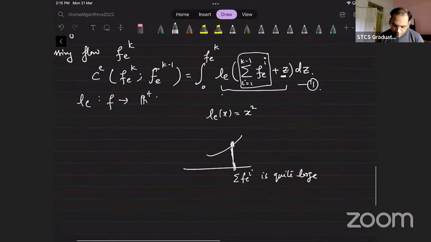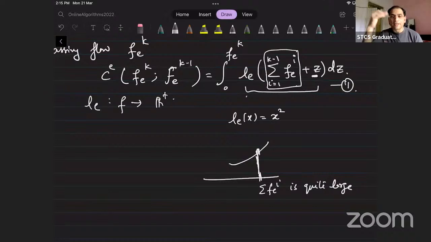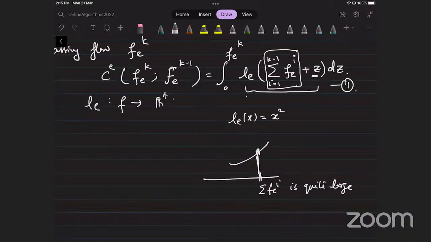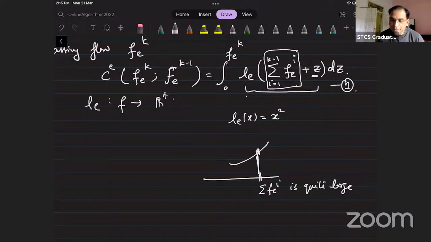Is everybody clear what my cost function is? So this is defined incrementally. You can define it directly also. Equation number 1 is defining it incrementally: first flow, second flow, third flow, fourth flow, and so on. But if you want, you can write it succinctly over all flows also by doing this addition.